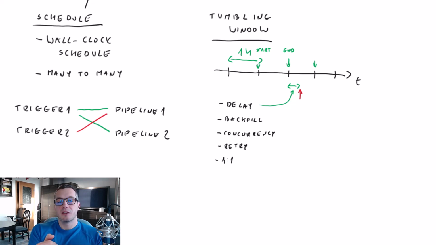Also, depending on a trigger type, we have access to various system variables. In case of a tumbling window one, we have more of them compared to the schedule one. And the final difference is this relationship between triggers and pipelines. So analyze those differences and choose the trigger that works the best in your case.